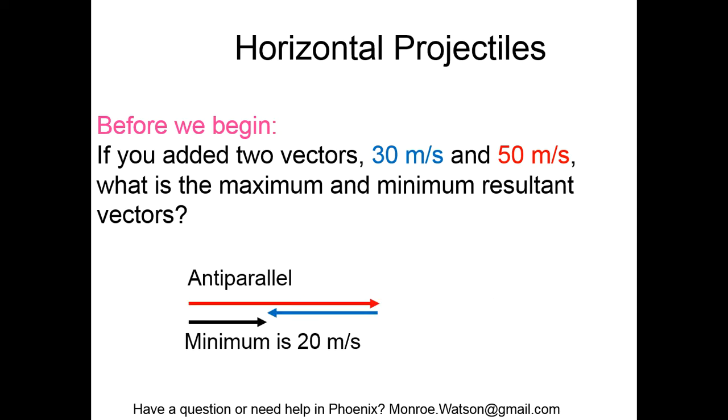On the other hand, if you added them anti-parallel, one going one way, one going 180 degrees from that one, when you add those two vectors together, you get a minimum of 20 meters per second. So the maximum and minimum is between 80 and 20 meters per second.